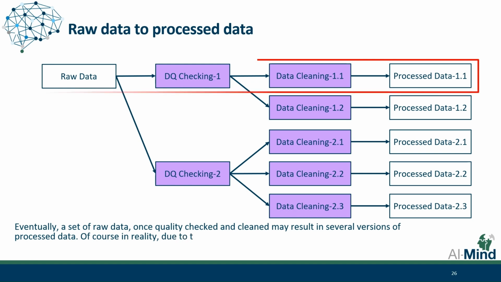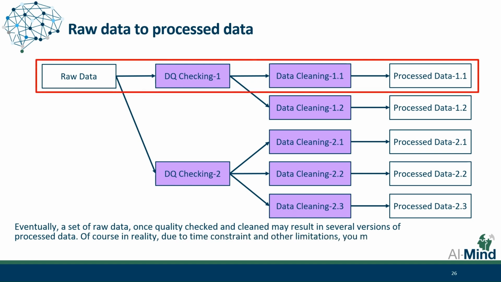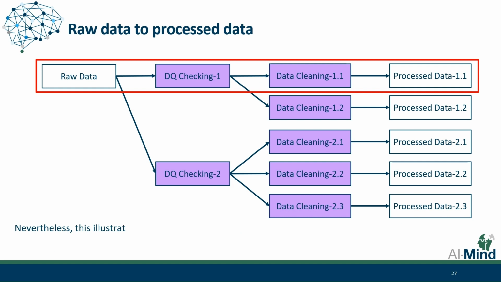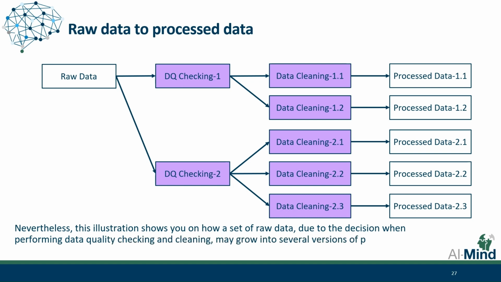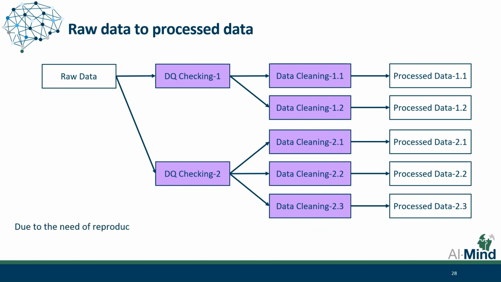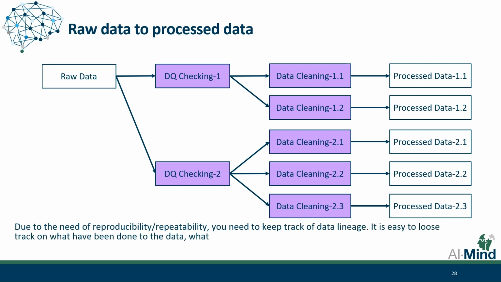Of course, in reality, due to time constraints and other limitations, you might deliberately select only one way of checking and one procedure of cleaning. Nevertheless, this illustration shows how a set of raw data, due to the decisions made when performing data quality checking and cleaning, may grow into several versions of processed data. Due to the need for reproducibility or repeatability, you need to keep track of data lineage. It is easy to lose track of what has been done to the data, what kind of processing, what kind of data transformation performed on the data.